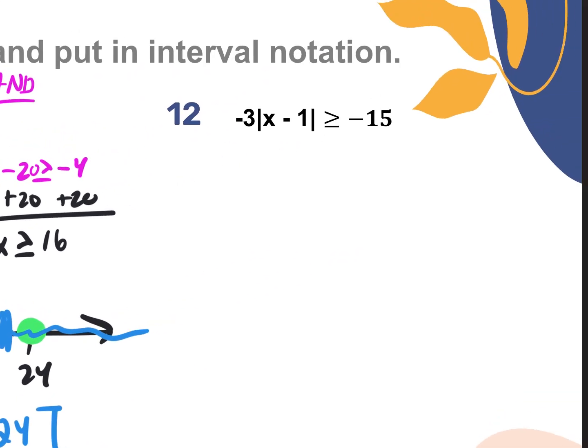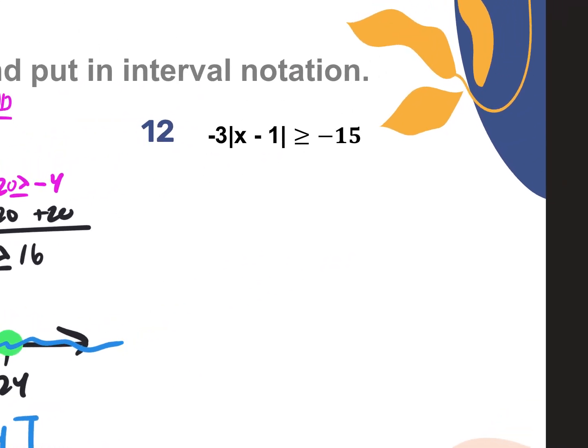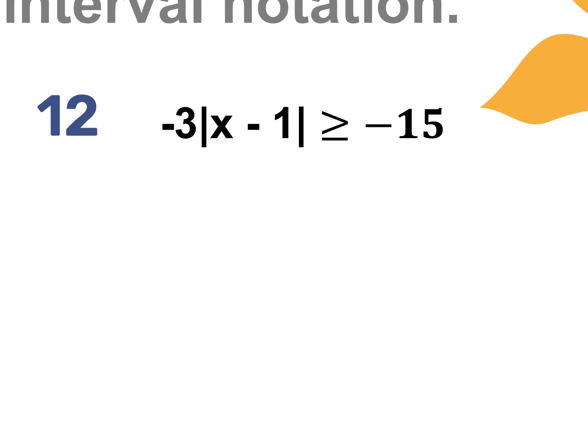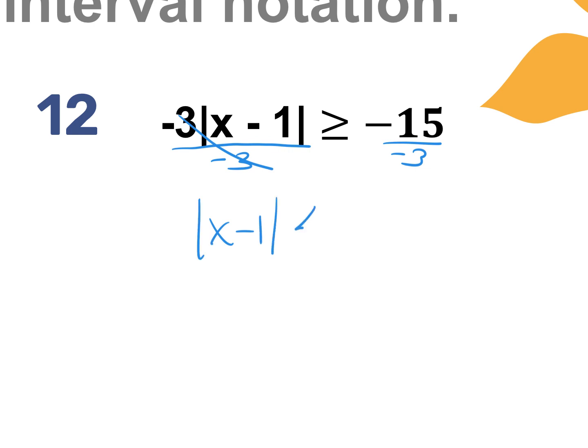All right, let's look at number 12. How's 12 a tad bit different? X is not by itself. Very good. You cannot determine your and or statements until that is isolated. So let's go ahead and isolate the absolute value. What would I have to do to isolate my absolute value here? I'm going to divide both sides by what? I'm dividing by a negative. What's going to happen here? I have to flip the sign. What's negative 15 divided by negative 3?